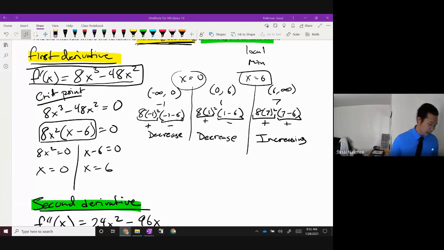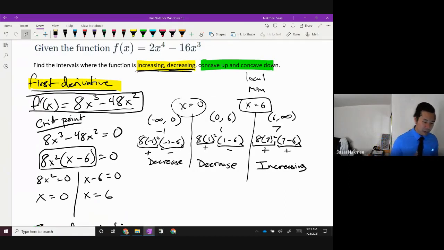There we go. Okay. So this was the problem we dealt with last time. We finished up with the first derivative test. We found out the critical points, and we found out on which intervals the function is decreasing and on which intervals it's increasing, and also if there are any local mins or maximums involved there, right? So that's that right there.